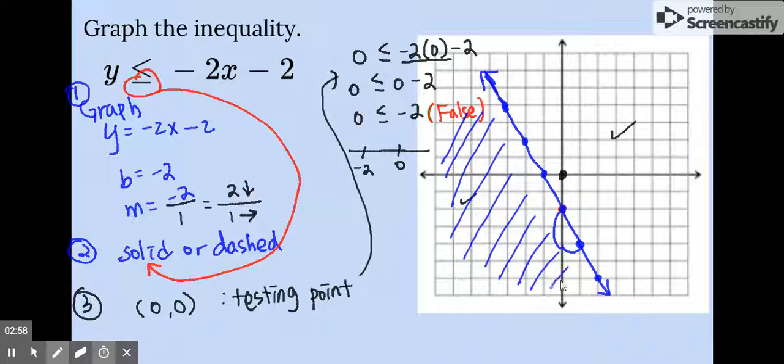0, 0 is not included in this solution set. Because when you plug it into this inequality, it's not true, which means this side is not going to be the solution. But the other side, when you plug in one of the points into the inequality, it should be true. And actually all the points on this side are going to be the solution for this inequality. So it has a lot of solutions, including the points on the line, because it says equal to.